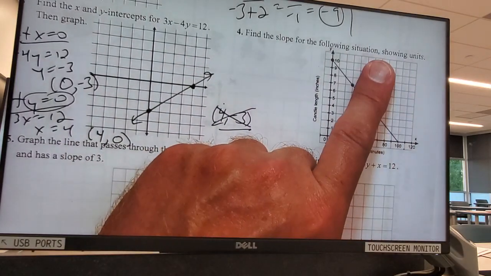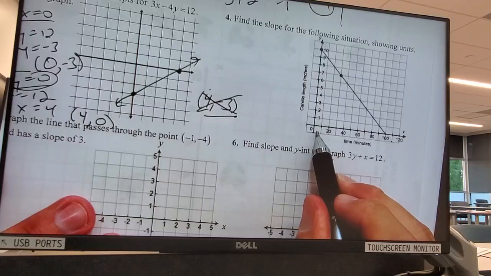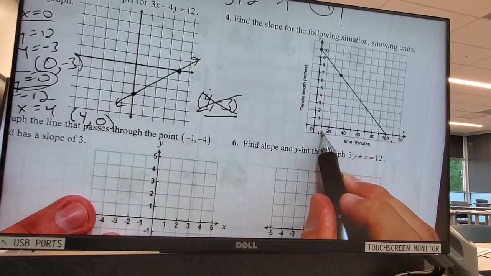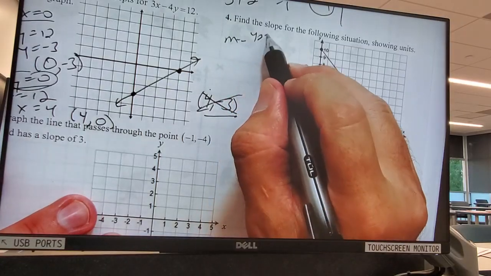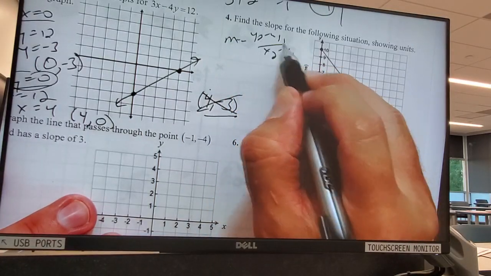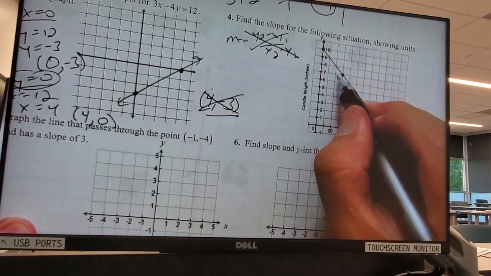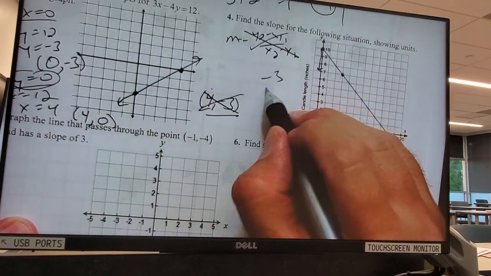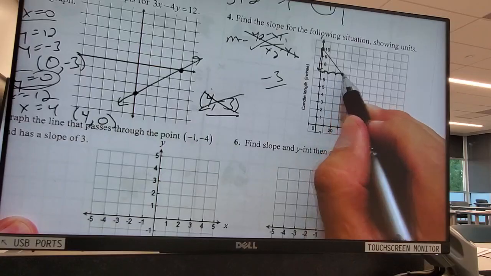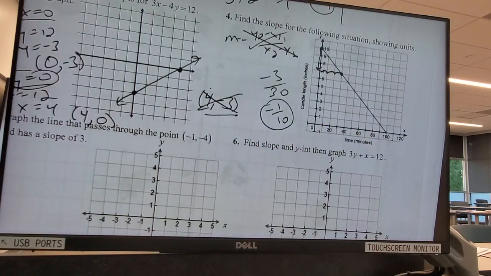Now, slope for the following situation. One thing I noticed was a few of you weren't noticing this is in tens down here. 10, 20, 30. A few of you were doing y2 minus y1, which, while it isn't wrong, is more than you need. If I give you the visual, all you have to do is go down from this point to this point. I'll go down 3. And then I go over 10, 20, 30. So -1/10.